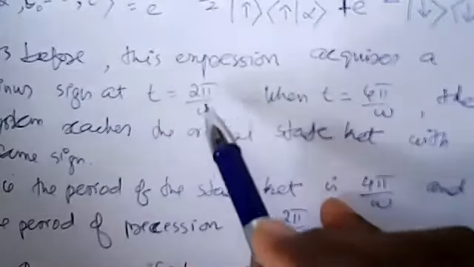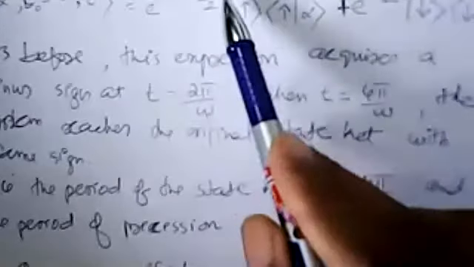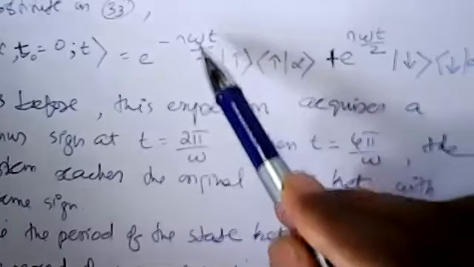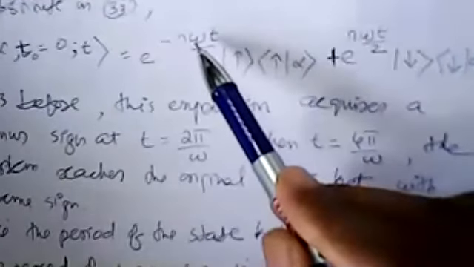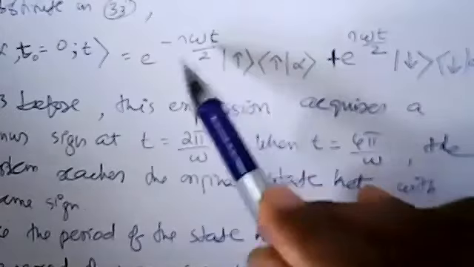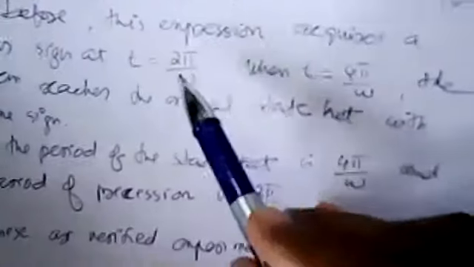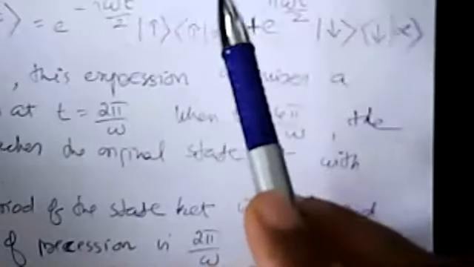So in this equation, if you put t equal to 2 pi by omega, what happens? Omega cancels and you get 2 pi by 2, that means pi. When pi comes, cos pi comes here, and here also cos pi comes, so a minus sign will come. Cos pi is minus 1. So for this general state, when t equals 2 pi by omega, the general state changes sign.